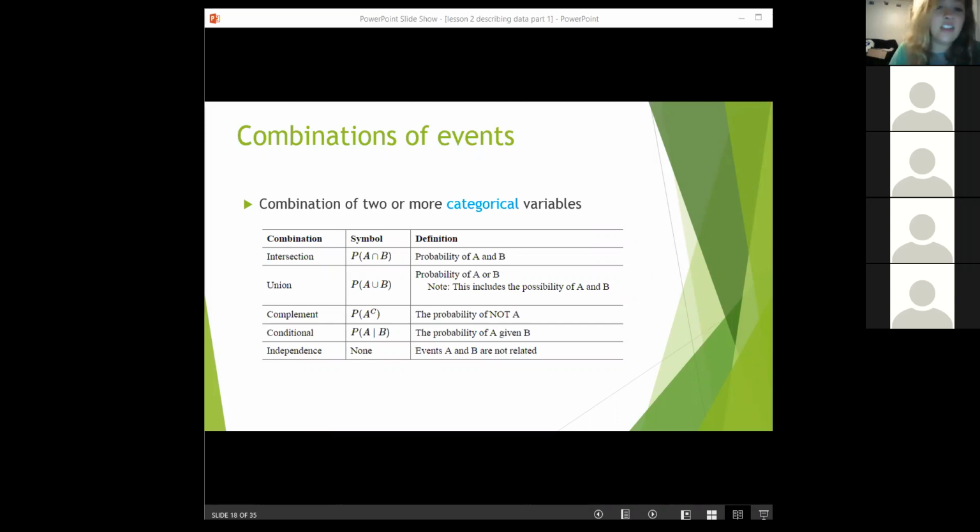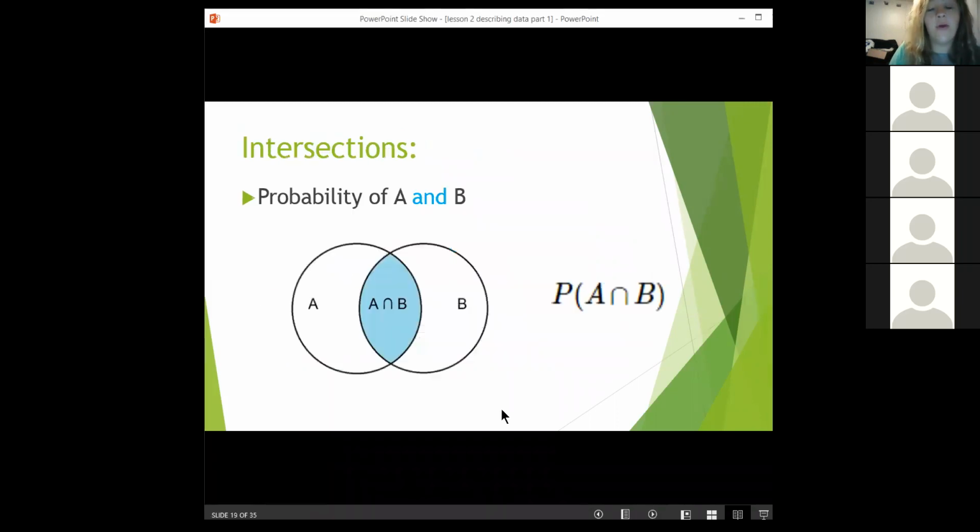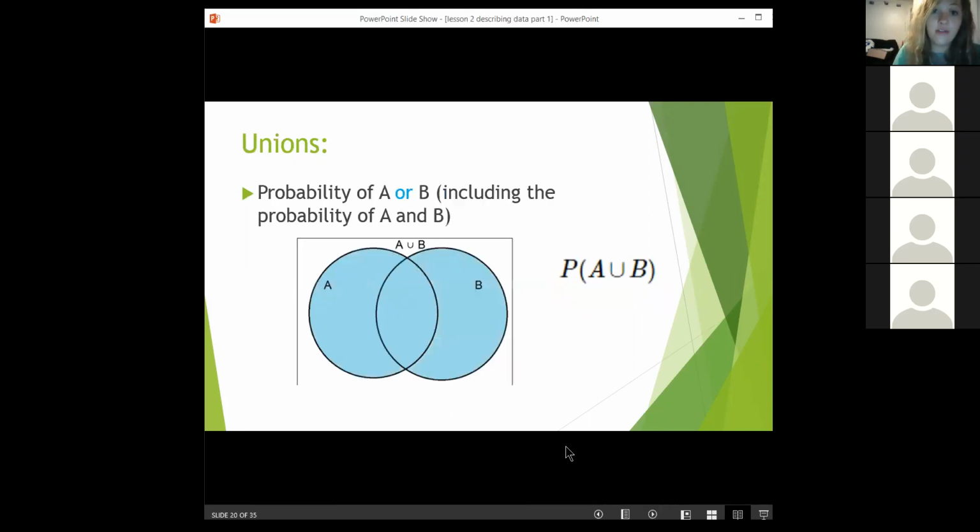So there's just a list of them in table format, but we'll go through each one, like I said. So probability of A and B, that's going to be that blue shaded part in there. It's the probability that both A and B are happening at the same time. And start trying to think of those symbols. So intersection, probability of A and B, that little upside down U. So that's going to mean an intersection. So make sure you don't get that confused with a union.